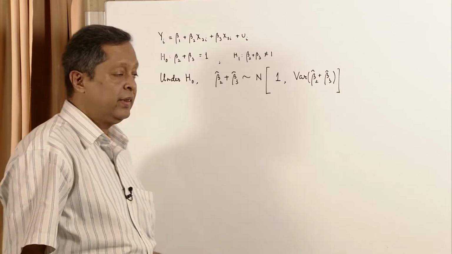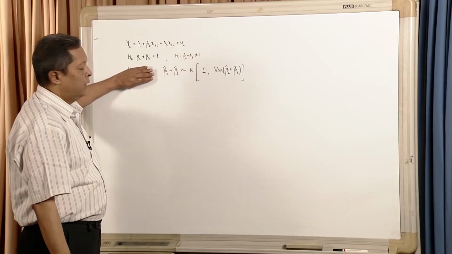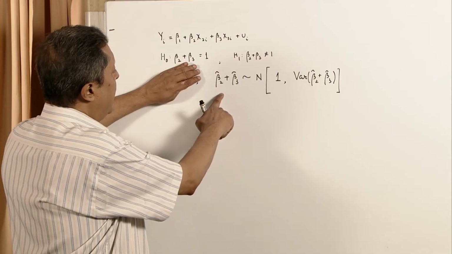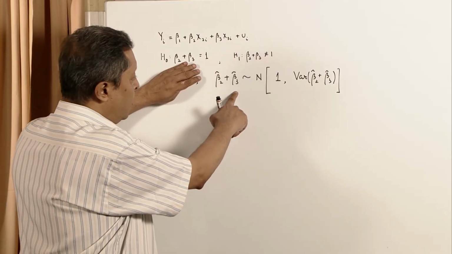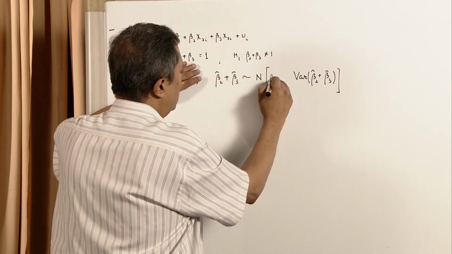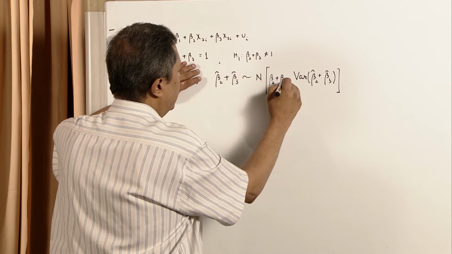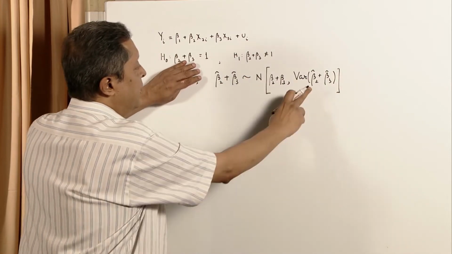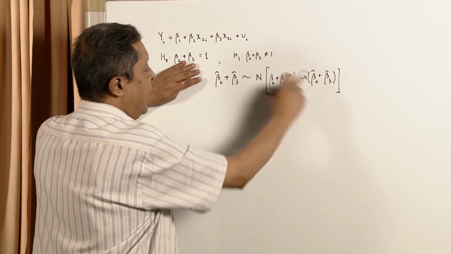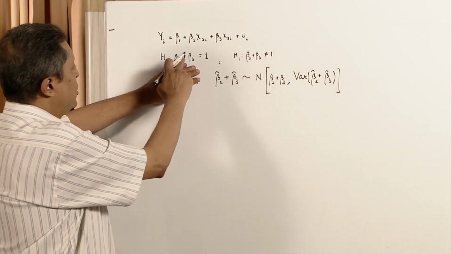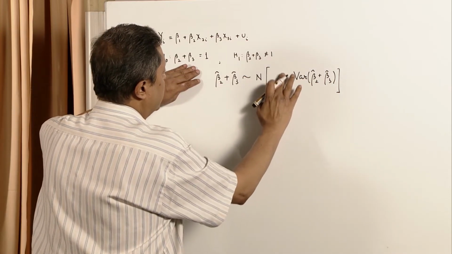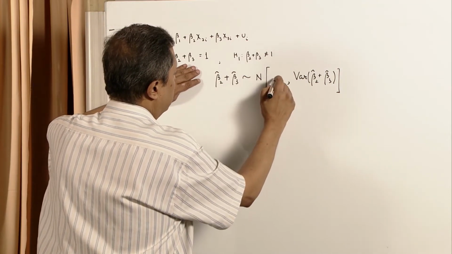The reason is that in general, even if H naught is not true, beta 2 hat plus beta 3 hat follows a normal with mean beta 2 plus beta 3 and variance of beta 2 hat plus beta 3 hat. But under H naught beta 2 plus beta 3 is equal to 1. Therefore, we substitute this with the number 1.